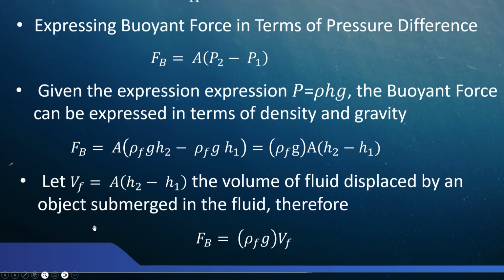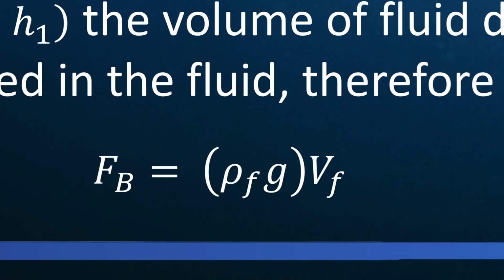And substituting the expression for the volume of fluid displaced, Vf, into the buoyant force, we get the final expression as shown here. These equations indicate that the buoyant force is equal to the weight of the fluid displaced by the submerged object. In these equations, rho f represents the density of the fluid, g is the acceleration due to gravity, and Vf is the volume of the fluid displaced.